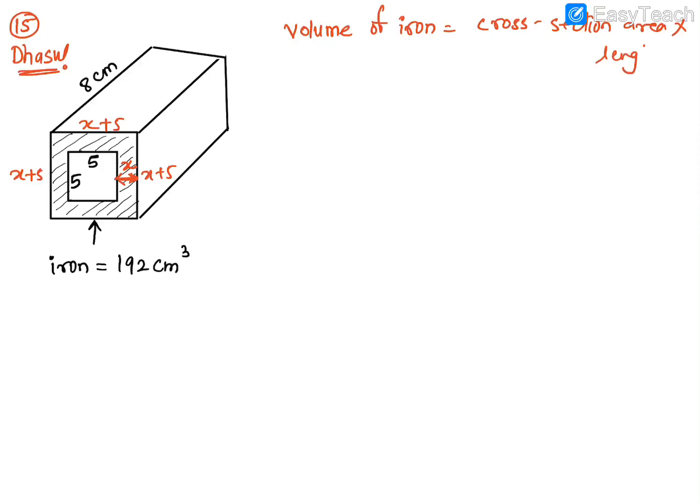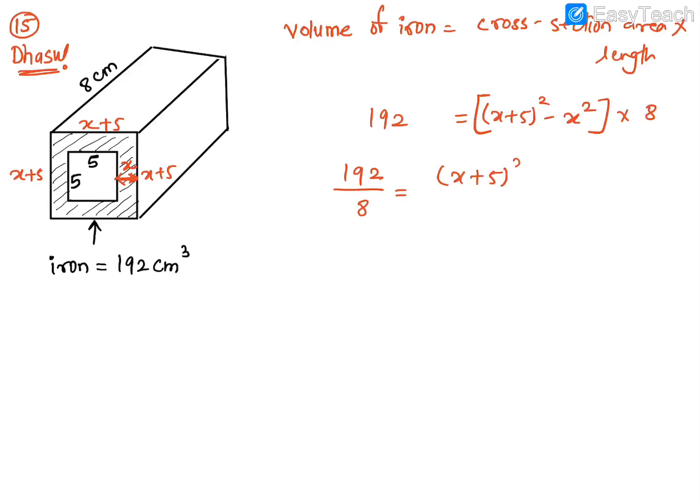If you're confused what is a cross sectional area, the area which I've done here, where you can see these lines I have drawn, this is called a cross sectional area. Out here I'm writing length because it's a horizontal object. So what is the cross sectional area? It will be outer square minus the inner square in square brackets into the length, which is 8. What's the volume of the iron? 192. So we'll do 192 upon 8 is equal to x plus 5 the whole squared minus x squared.